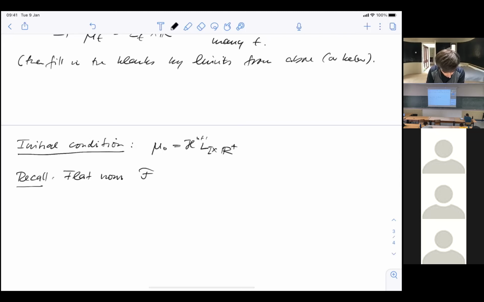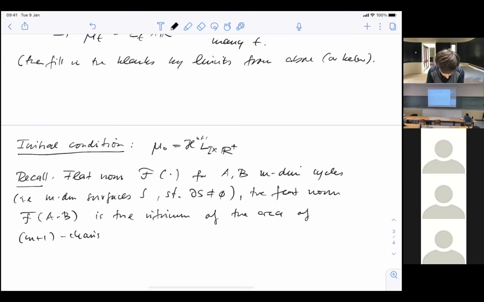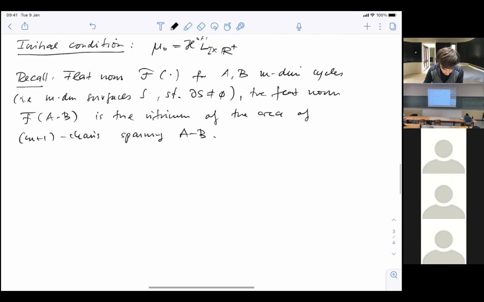Script F, for A and B m-dimensional cycles. So what are cycles? It's more or less a generalization of m-dimensional surfaces or submanifolds such that they have no boundary. Okay. Then the flat norm F of A minus B, so this is with orientation here, that's important, is the infimum of the area of m plus 1 chains spanning A minus B. Okay. That's the flat norm here.